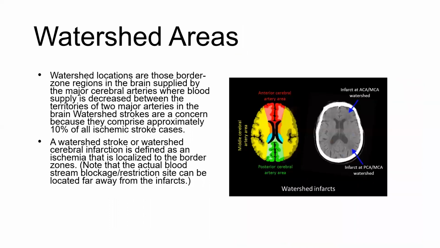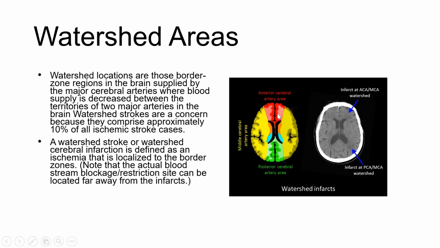And these are the watershed zones. Watershed locations are those regions in the brain that are supplied by the major cerebral arteries, where the blood supply is decreased between the territories of two major arteries. So this is the brain watershed area, and this causes watershed strokes, which are a concern because they comprise approximately 10% of all ischemic stroke cases. A watershed stroke or watershed cerebral infarction is defined as an ischemia that is localized to the border zones. Note that the actual blood flow blockage or restriction site can be located far away from the infarct.